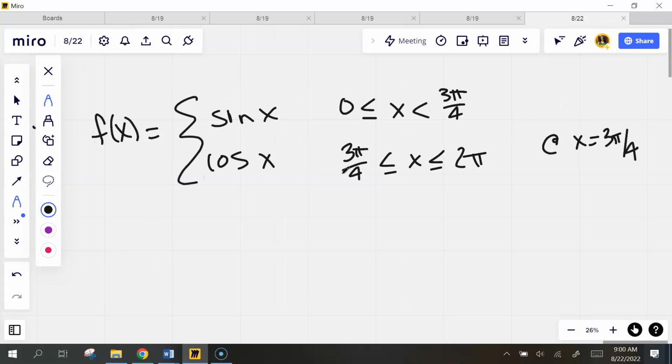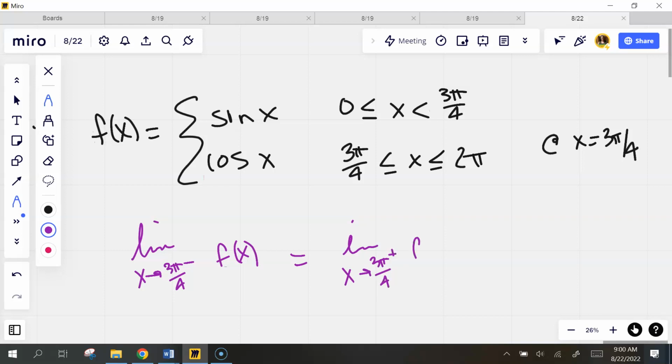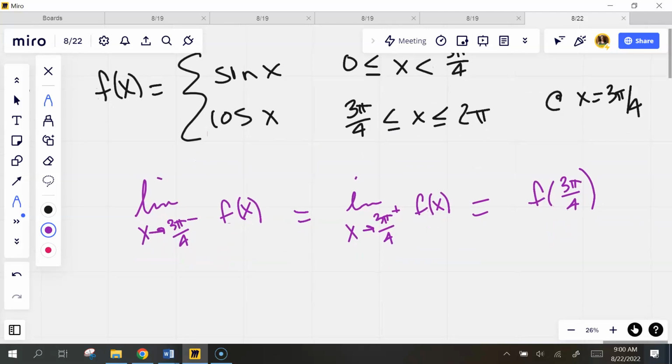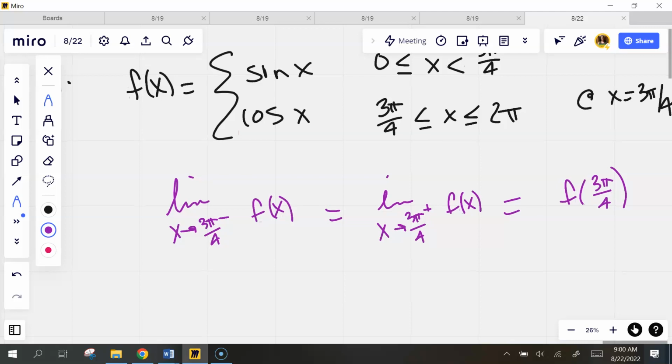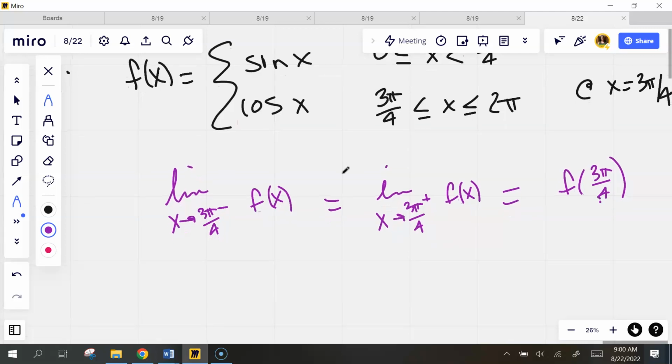All right, tell me what you think we do with this one. Test the continuity. So the continuity is going to be my limit, so I need to know, does the limit as x goes to 3 pi over 4 from the left equal the limit as x approaches 3 pi over 4 from the right? And is that equal to f of 3 pi over 4? All right, let's go with left first. We'll test left and right. This one should be okay, but we'll see.